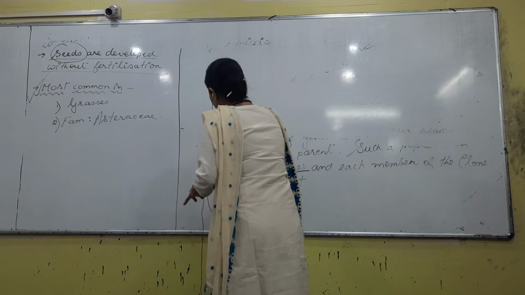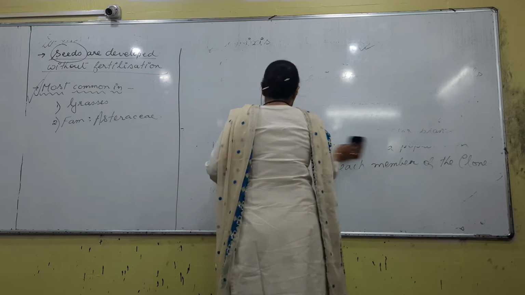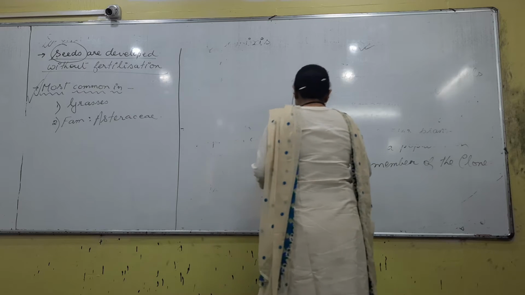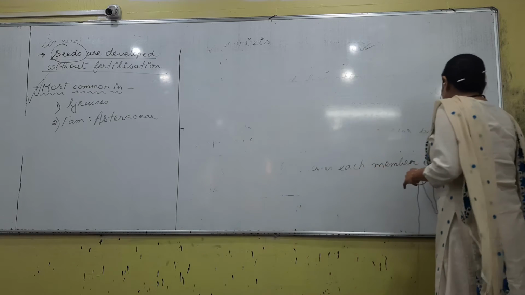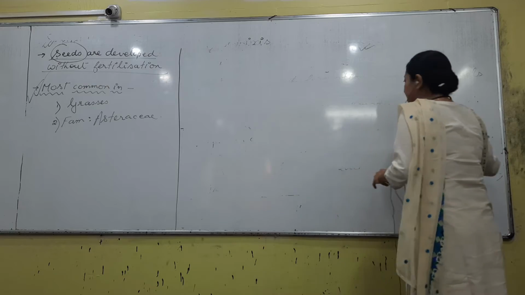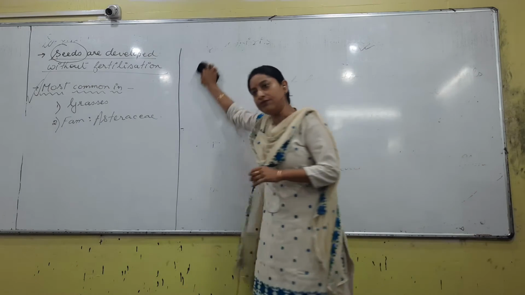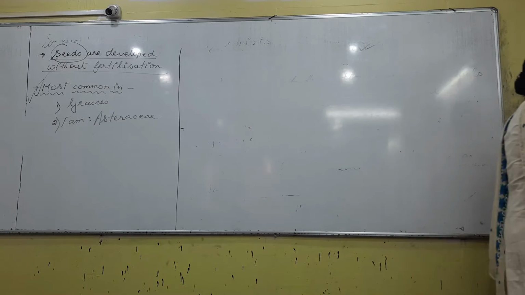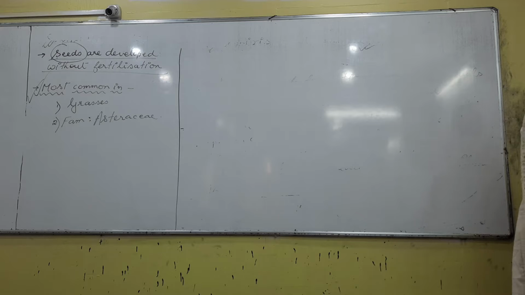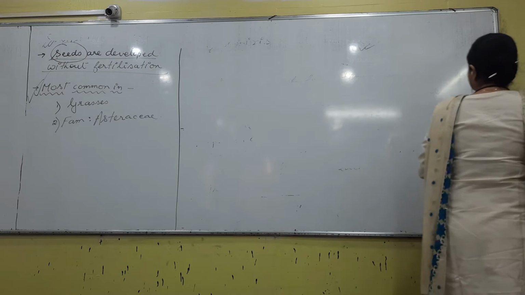And since we are talking about asexual reproduction, obviously the reproduction process would be faster or slower? It would be faster as compared to the sexual method of reproduction. Next we have to talk about types of apomixes. Write the heading, types of apomixes.